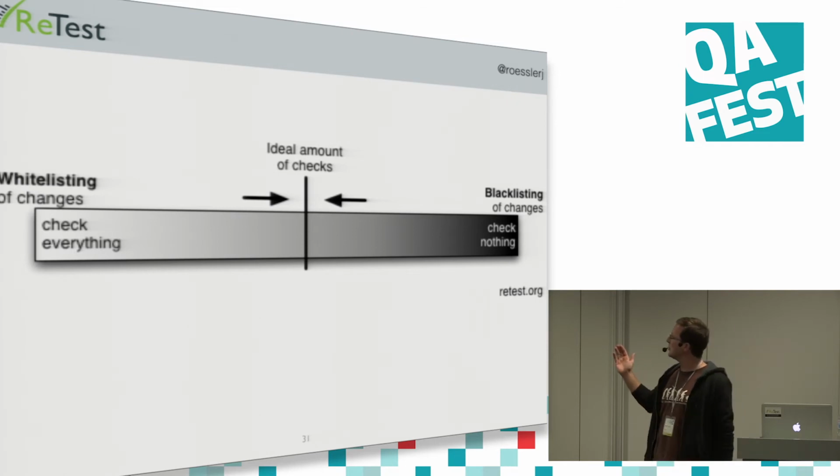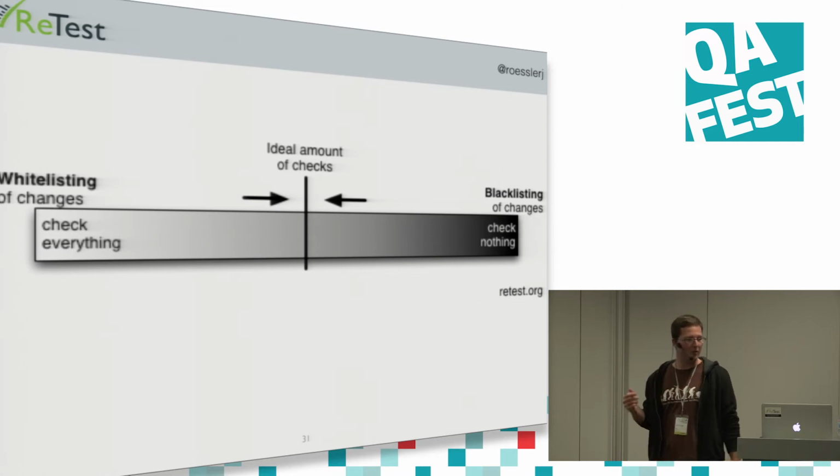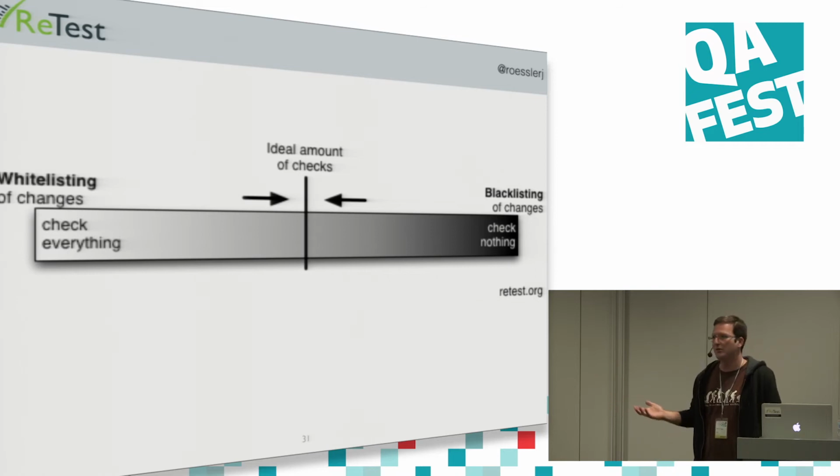And of course, you don't want to whitelist everything. With a whitelist change approach, you don't want to check everything, and with a blacklist approach, you don't want to check nothing, because you don't have a test anymore, right? So the best solution is somewhere in the middle, where there is an ideal amount of checks. But the question is, which approach is safer? Like with one approach, you err on the side of caution. With a whitelisting approach, for instance, you can't miss the dancing pony on the screen.